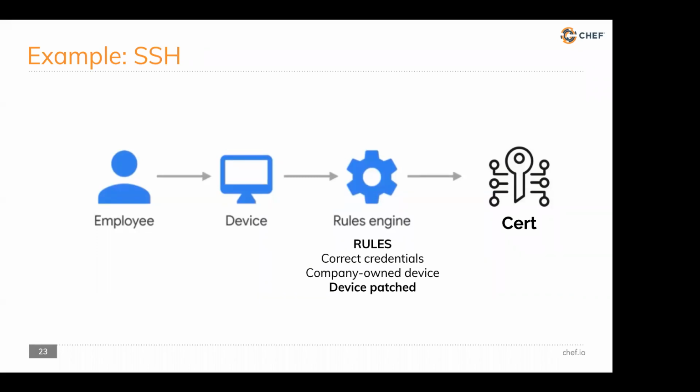So what if we improve that system to do some additional checks? Number one, obviously check credentials. Number two, check it's a company-owned device. But maybe we only allow access to generate those certs if the device is patched. So, that's an enhanced model on top of what we've done for email.